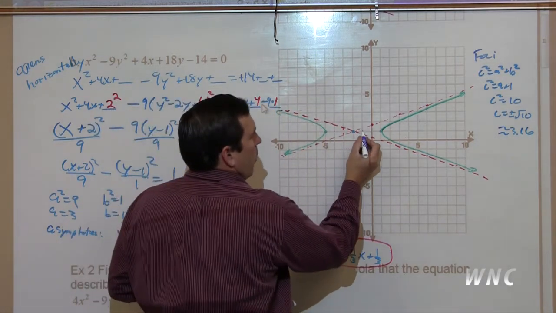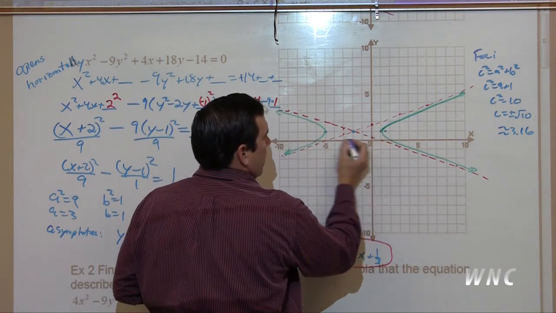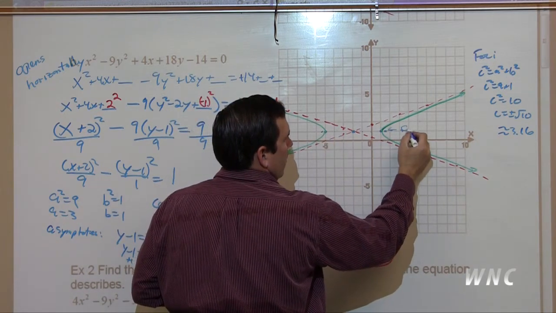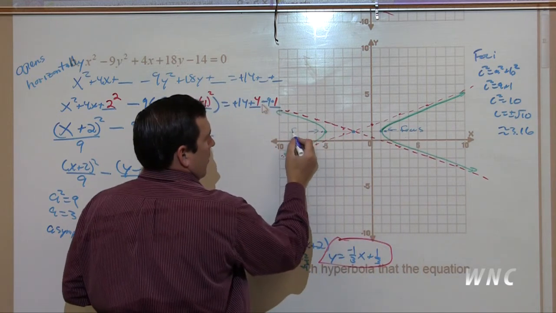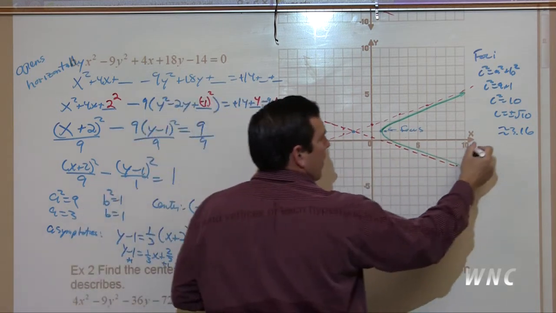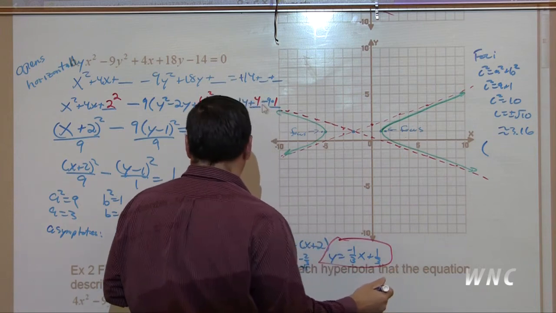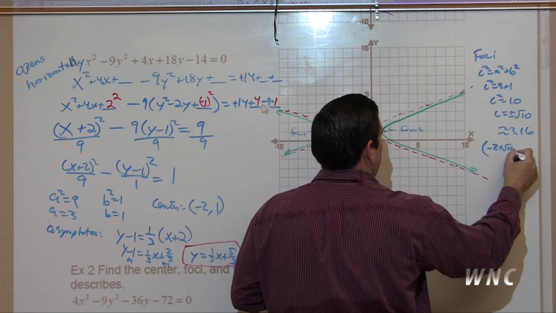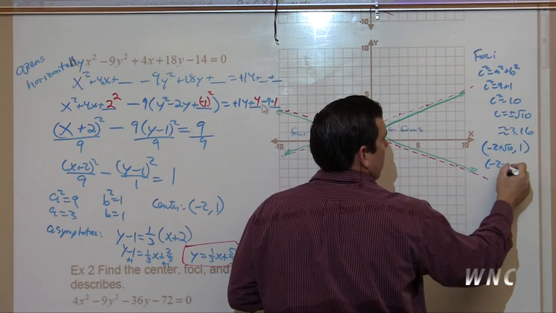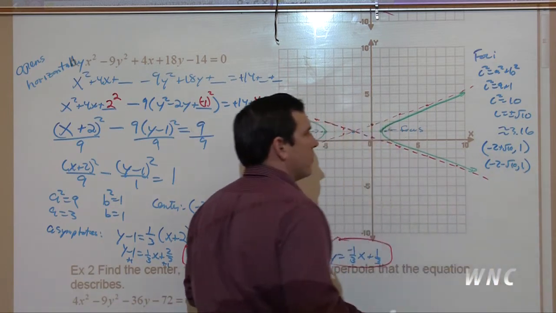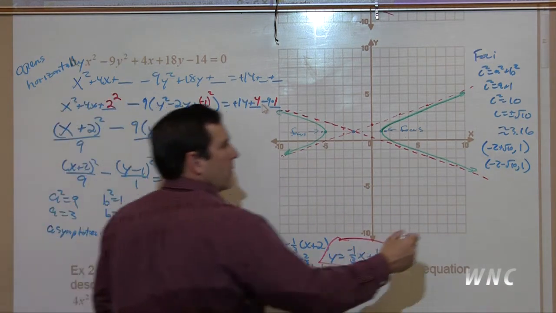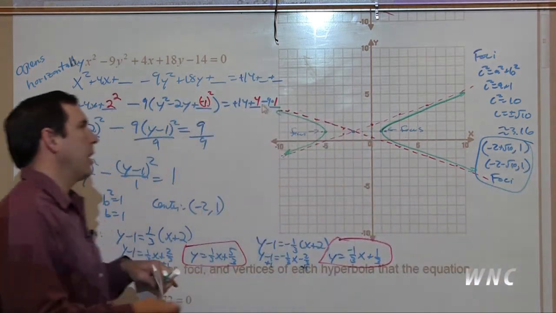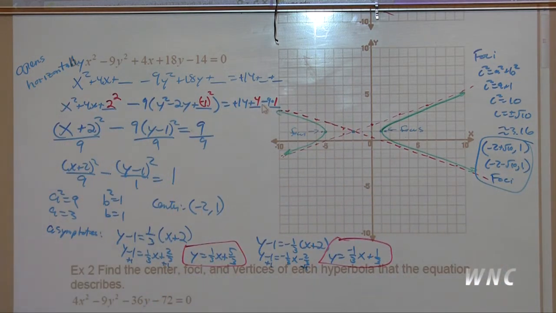So it's going to be 1, 2, 3, so right about there's the focus, and right about there's a focus. And they're going to be located at, where's our center, negative 2, 1? It's going to be negative 2 plus the square root of 10, comma 1, and negative 2 minus the square root of 10, comma 1. Okay, there you go. Foci, there's the graph, asymptotes, all that good stuff.